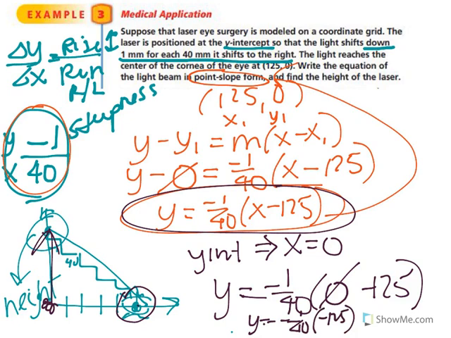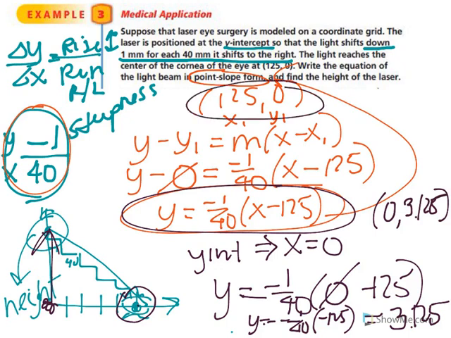When you put that into the calculator, you end up getting 3.125. That ends up being the height of the laser: when x is 0, y is 3.125. So that's where they started the laser in terms of height, and they shot at the eye, which is at the point (125, 0). And the slope of the line, the steepness of the line, is negative 1 over 40, down 1 and to the right 40.